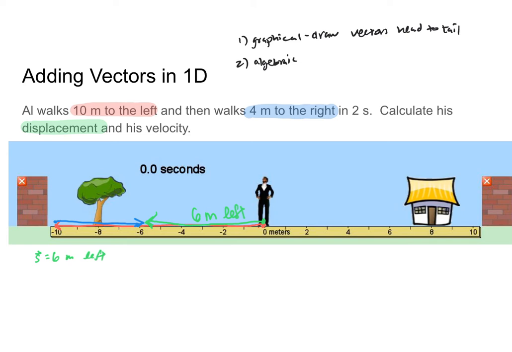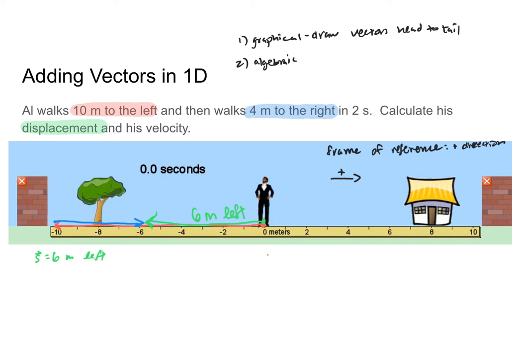Next, I'm going to show you the algebraic method. And to do the algebraic method, I want to decide first on what my frame of reference is. My frame of reference is going to tell me what direction is positive, and this is going to allow me to represent my vectors as just positive or negative numbers. So in this situation, I'm going to say that the positive direction is to the right.